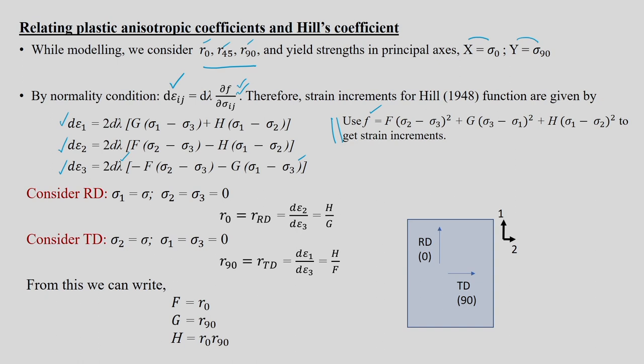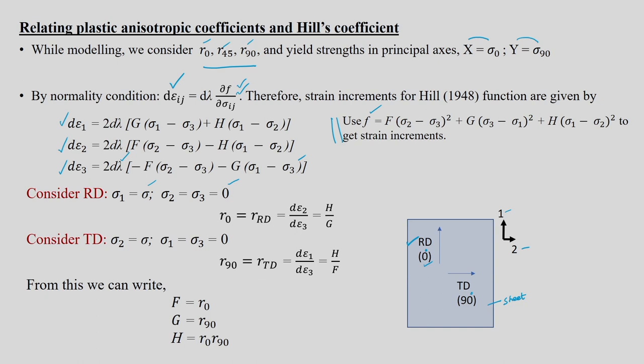So now let us consider the rolling direction. This is a sheet actually, the blue one you can consider as a sheet. Now, this is along direction 1, this is along direction 2. So along 1 is, let us say, the rolling direction, which is 0 degree. And the transverse direction, we have already defined, is 90 degree, along 2 in this framework. So now I am going to consider RD, along the rolling direction. I know that along the rolling direction, I can write σ1 is nothing but σ, and σ2 and σ3 are 0.